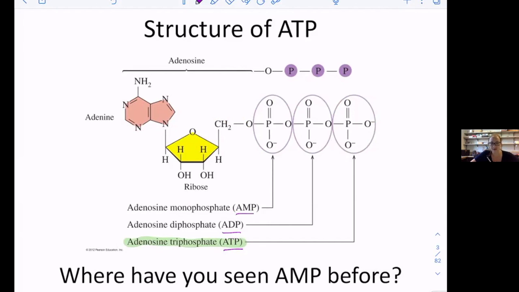So where have you seen AMP before? It's one of our nucleic acids, specifically in RNA, not DNA, because it's not deoxy. It would have to be deoxy AMP for DNA. So overall, this is the structure that we're going to be talking a lot about this entire chapter. Just remember that ATP has energy, is the energy storage. ADP, at least structure-wise, is very similar, but minus the phosphate group.